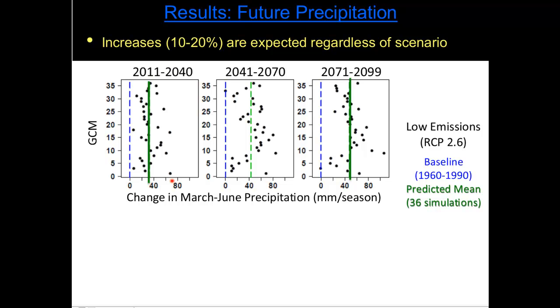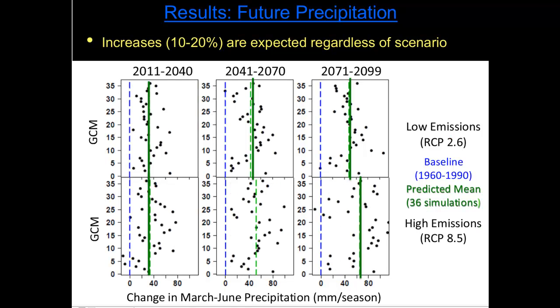When we get to 2041 to 2070, here we see a little bit more than a 40 millimeter increase of spring precipitation. When we get to the end of century, we see that increases further to maybe 45 or something like that increase average precipitation for the Maumee Basin. And again, these top 3 are for the RCP of 2.6. On the bottom half now I'm showing the RCP of 8.5.